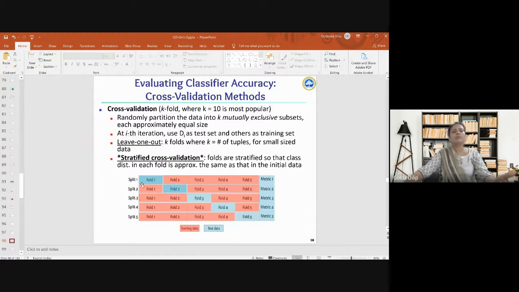You can see here in split 1, fold 1 is the test data. In split 2, fold 2 is the test data. In split 3, fold 3 is the test data. In split 4, fold 4 is the test data. And in split 5, fold 5 is acting as the test data. So the model will be trained on the training set, and it will be scored on the test set. That process is repeated until each unique group has been used as the test set. Each will get a chance to act as the test set.